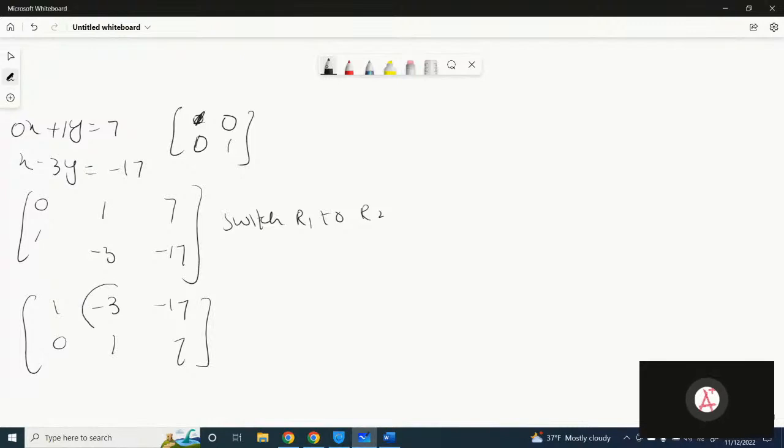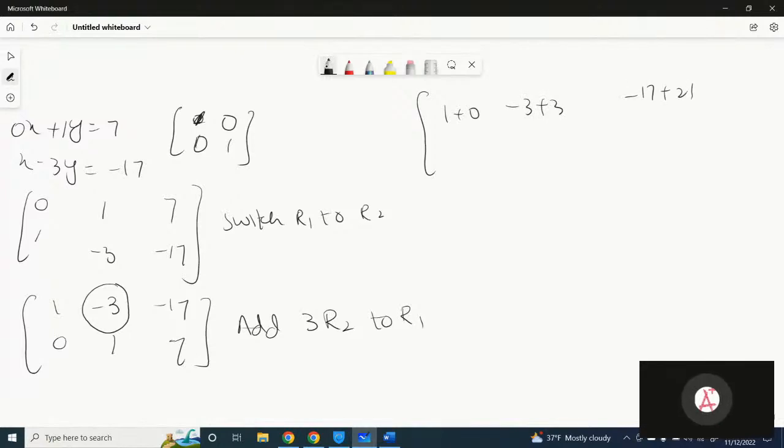Now you have to make 0 over here. So you have to add 3 R2 to R1. So multiply this row by 3 and add it to this one. So it would be 1 plus 0, negative 3 plus 3, and negative 17 plus 21, because 7 times 3 is 21. You multiplied 3 to this row.